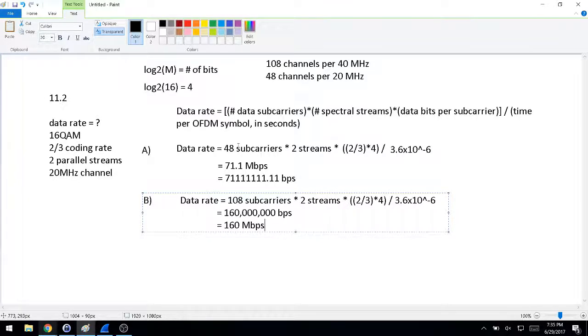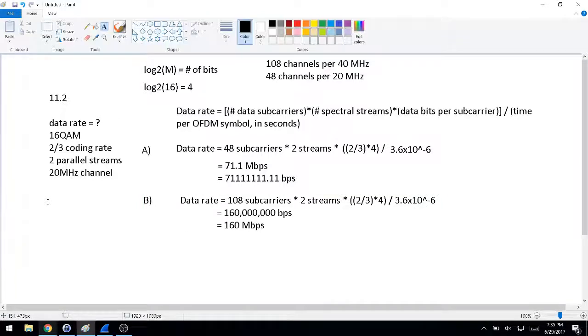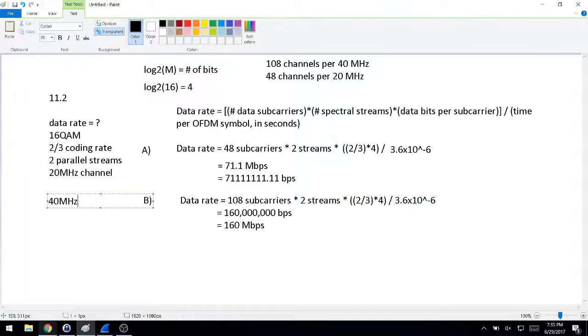So again, just to break down what we did here, our conditions don't really change except for the size of the channel. So let me just make that clear. Everything else is the same. And so when we look at our data rate formula, which is data rate is number of subcarriers times number of spectral streams times data bits per subcarrier, all of that divided by the time per OFDM symbol. And so looking at our numbers here, we're given that 802.11n has 48 subcarriers in a 20 megahertz channel.